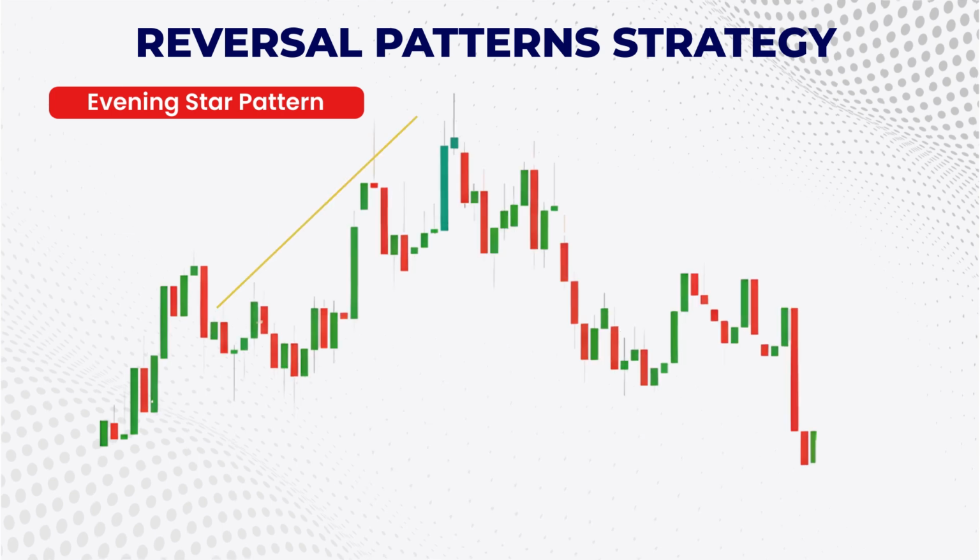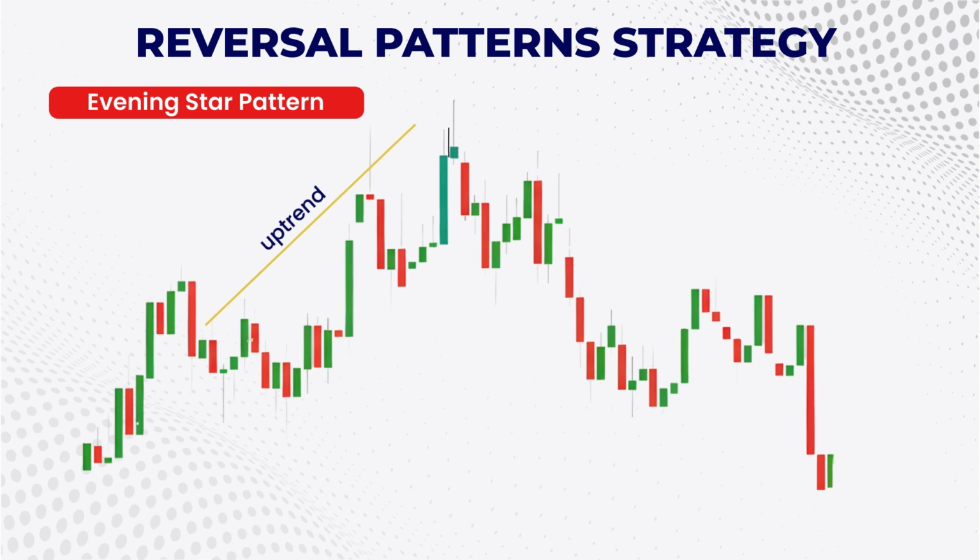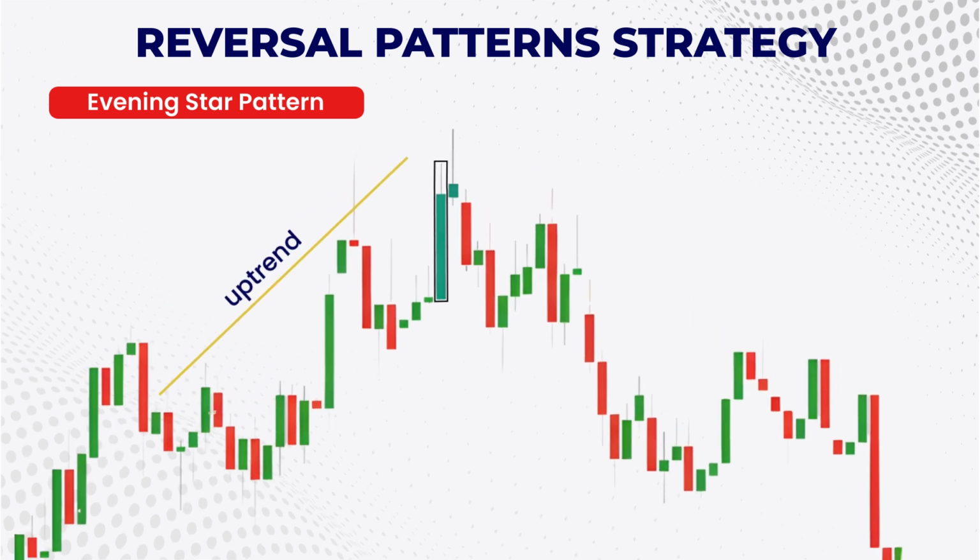First, notice the strong uptrend leading into the pattern. The first large green candle shows strong buying pressure. Next, the second candle forms with a small body, showing indecision in the market. This tells us that buyers are losing strength. Then comes the third candle, a large red candle, confirming that sellers have taken control. This completes the evening star formation.